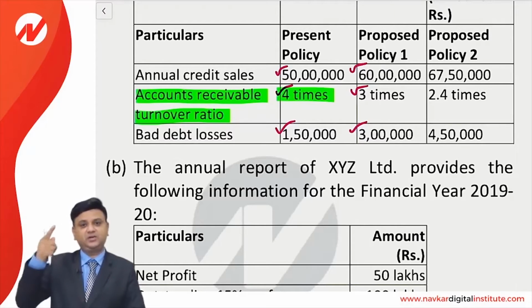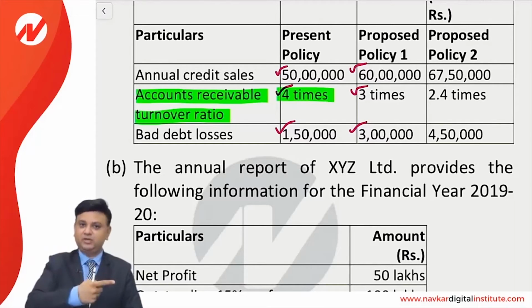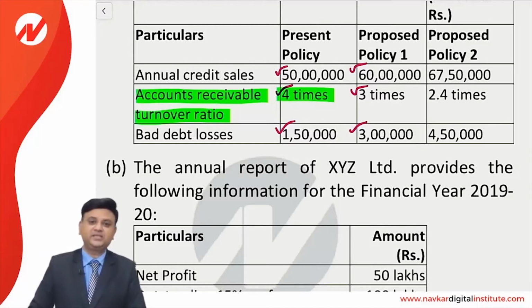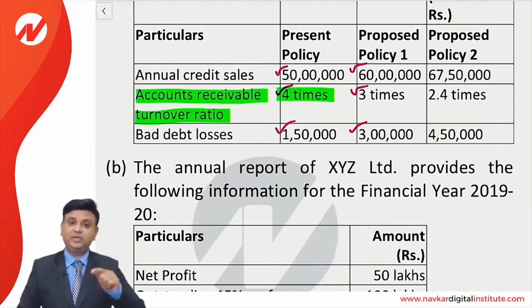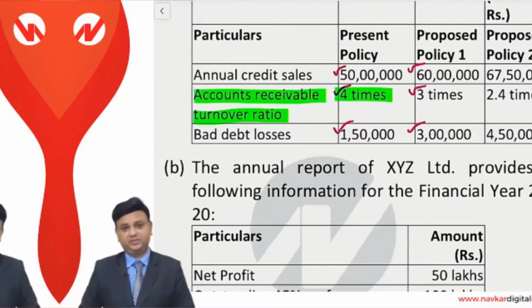How is 3 months calculated? 12 months divided by 4 times. That is the way the turnover ratio will be used for calculation of the collection period.